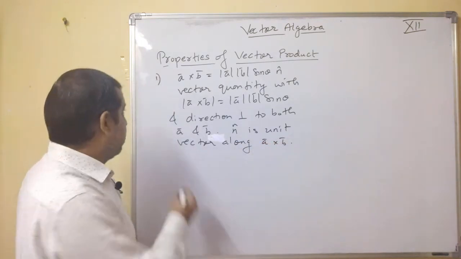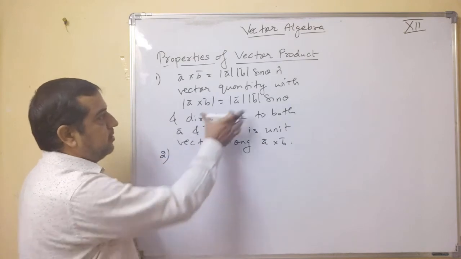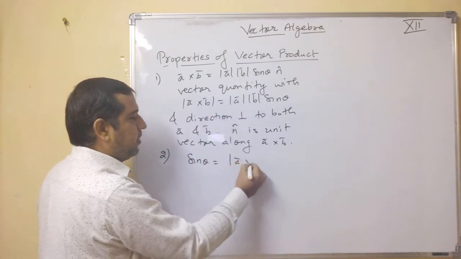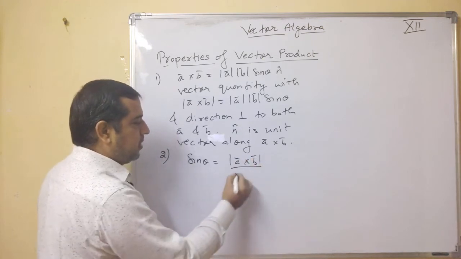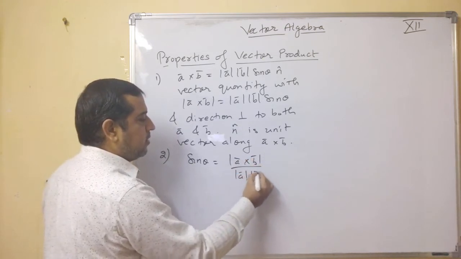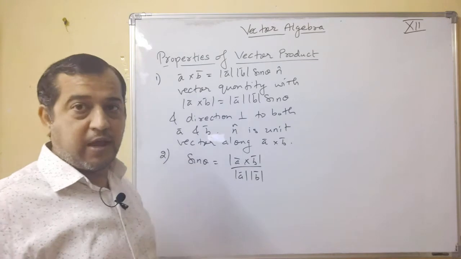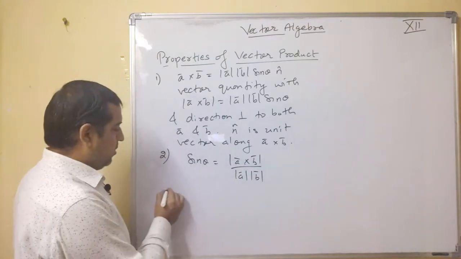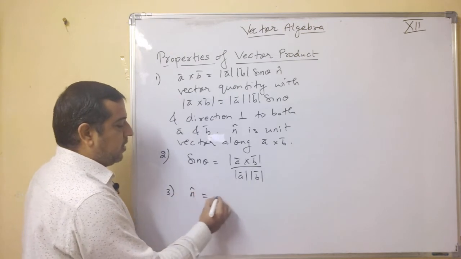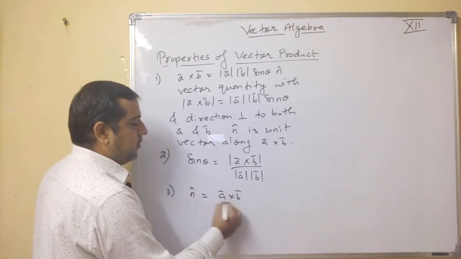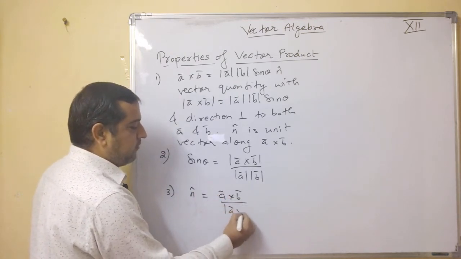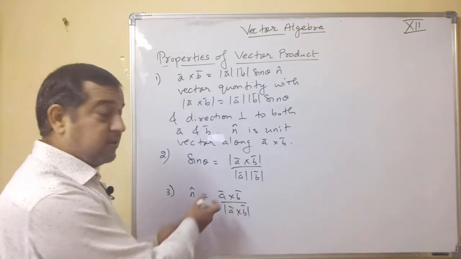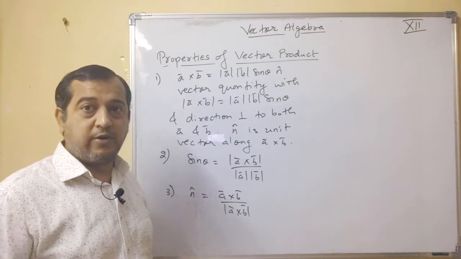vector A cross vector B. Okay, proceeding further, second property, say this, sin theta, it is mod of A cross B upon mod A mod B. Means if you have to find the angle theta, you can find by this formula. Okay, third, n cap, this is vector A cross B upon mod of A cross B. Okay, nothing to explain this because it is a formula for unit vector.